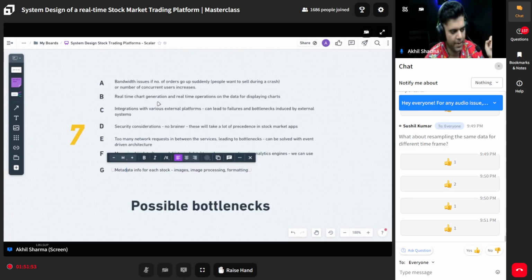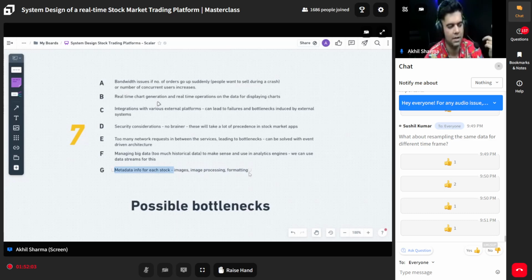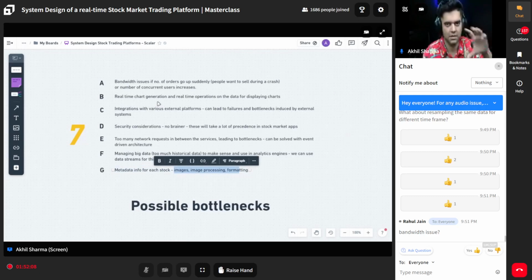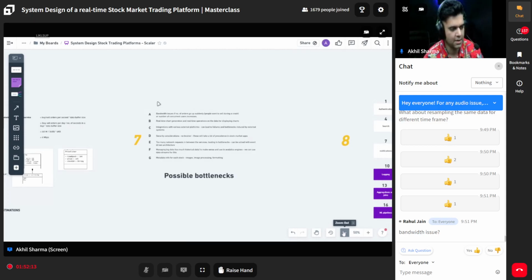Then you have metadata information for each stock. You have images, image processing, and formatting, all of that information required for each stock. All of that can end up becoming a bottleneck, because the stock information is just 4 KB, but image information can be in MBs, right? You have to process the images into multiple formats, like JPEG and PNG, all of that. So these can be possible bottlenecks.